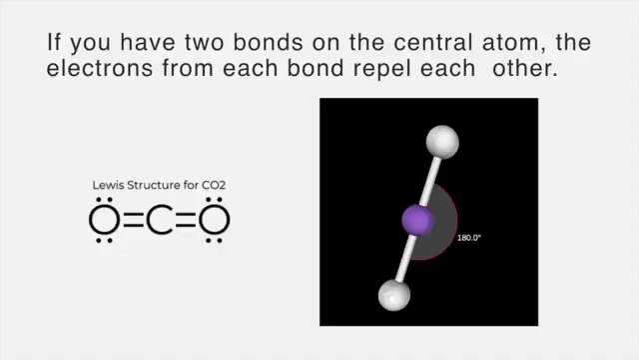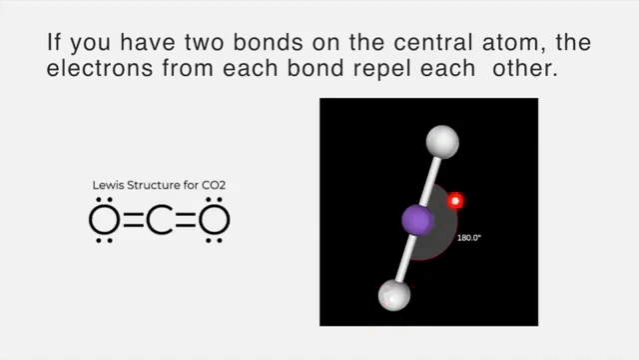Okay, so here are some examples. Here's a simple one. This is carbon dioxide. We just drew that a minute ago. If you have 2 bonds on the central atom, the electrons from each bond are going to repel each other. So when you're trying to figure out what this is going to look like, you're going to get a picture that looks sort of like this. This type of molecule is called a linear molecule. The reason that carbon dioxide takes this shape is because this allows those 2 bonds to be as far apart as possible from one another.